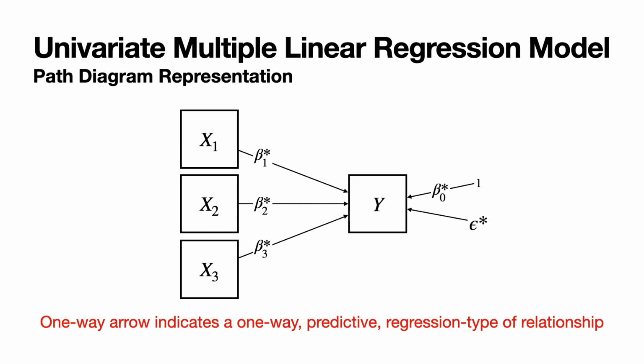Notice also that we have 5 asterisks in this model, asterisks on beta 1, beta 2, beta 3, beta 0, and then on epsilon. And the asterisk on epsilon corresponds to the variance of that error term. And so that tells us visually by looking at the diagram that we have 5 parameters in this model that will need to be estimated.